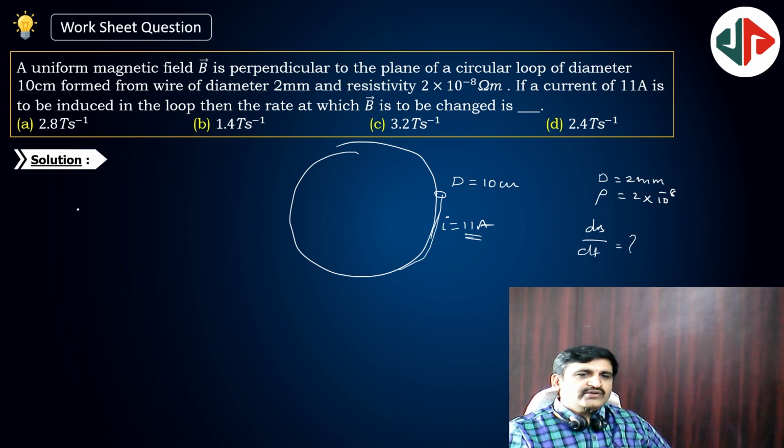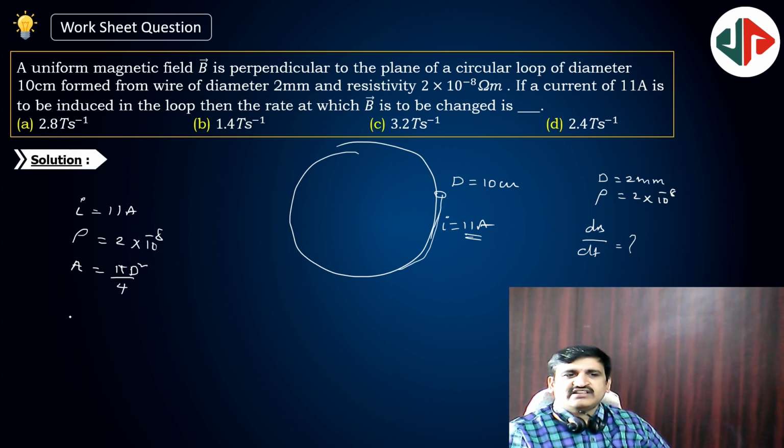Induced current I is equal to 11 amperes. Resistivity rho is equal to 2 into 10 to the power of minus 8. Area is equal to pi d square by 4. So I can have the voltage. V is equal to IR, and R is equal to rho L by A. So I is there, A is there, L is 2 pi R only, and rho is there. So V will come. V is equal to minus L di by dt, of course.